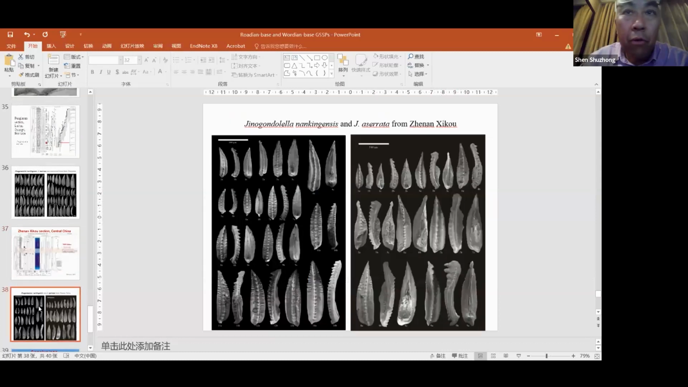And then if you look at the conodont, this is typical Gymnogonella nankinensis, and this is something like Gymnogonella acellata from that section.